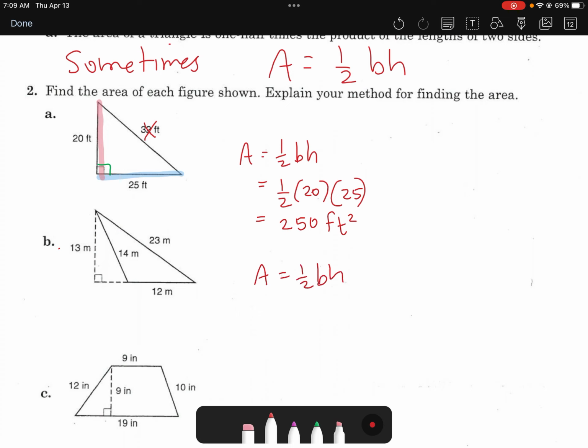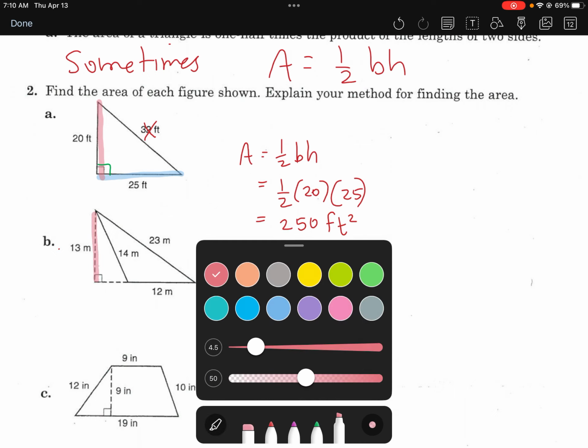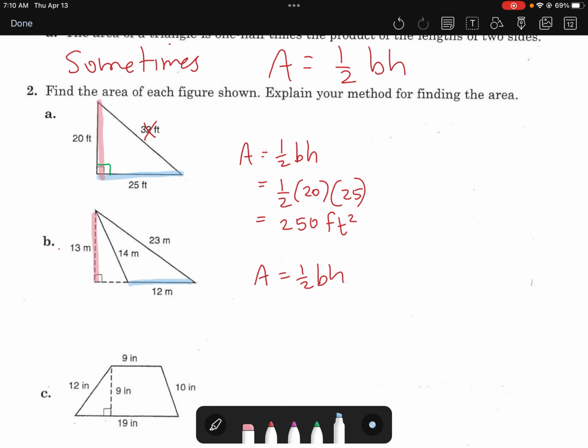So we're going to use the same formula. This is an obtuse triangle. Our height is that segment, and our base is this segment. Those segments are perpendicular to each other, even though they don't technically touch. We are not concerned with that segment, with this segment, or with this segment. You just want the 2 that are perpendicular. So we're going to take 1/2 times 12 times 13.